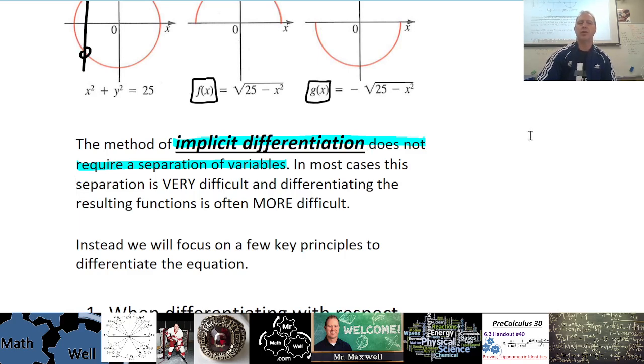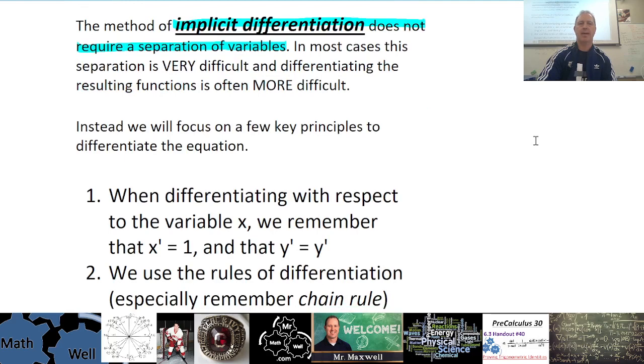Instead, what we'll do is focus on a few key principles in order to differentiate an equation. Number one, when differentiating with respect to x, which most of the questions will be, dy dx, or differentiate with respect to x, there's going to be one preferred variable. I call it a preferred variable; you'll hear me use that terminology. The preferred variable is x. We have to remember that x prime, or the derivative of x, equals 1 when we are differentiating with respect to x. But when we differentiate y with respect to x, y prime equals y prime.